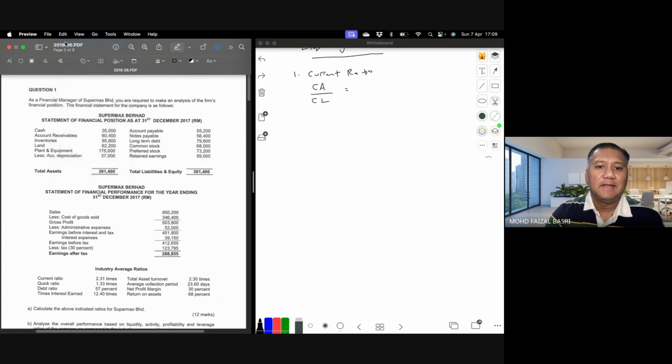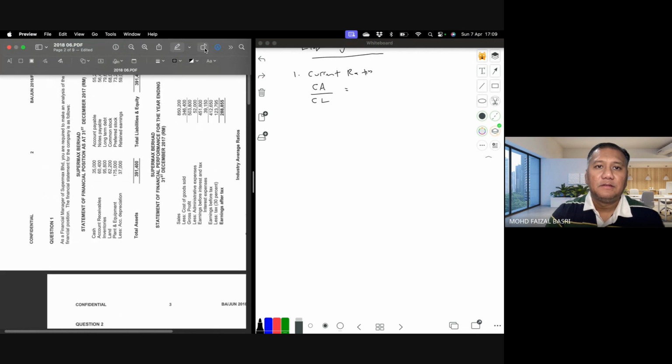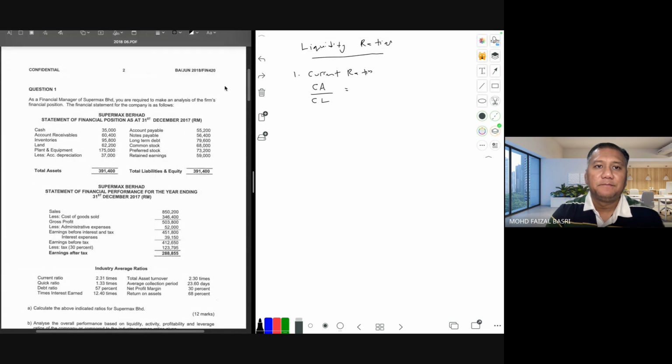Tadi ada masalah nak guna pen dekat dalam apa? Sila tekanlah. Yep.